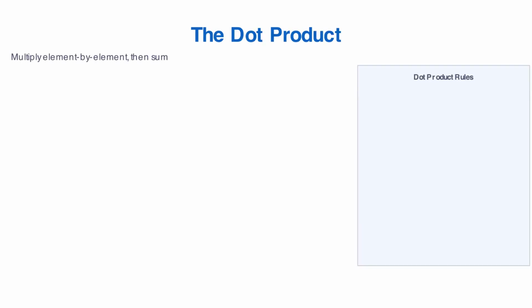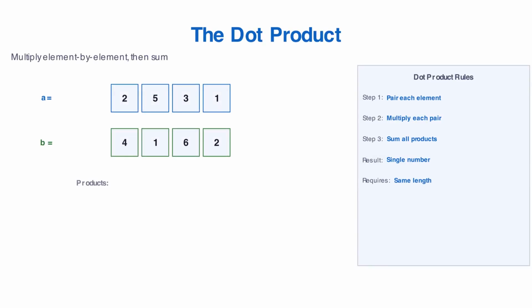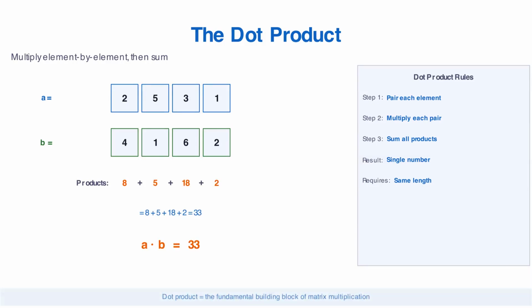Before we multiply two matrices, we need one smaller operation, the dot product. Take two lists of numbers, two vectors of the same length. Multiply the first element of the first list by the first element of the second list. Then the second by the second. Then the third by the third. Add all those products together. That single number is the dot product.